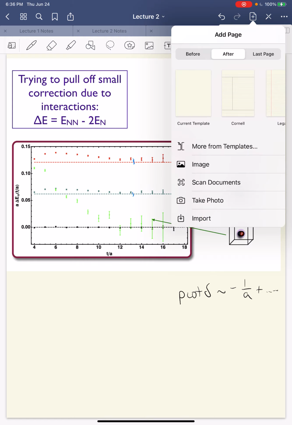So the next thing I want to talk about are so-called false plateaus, fake plateaus, mirror plateaus. There are lots of different names in the literature for these.